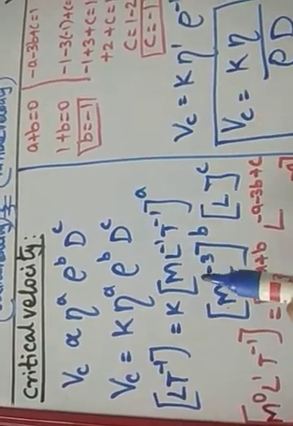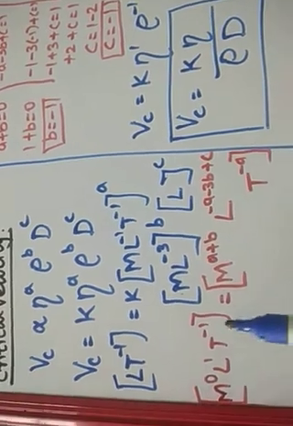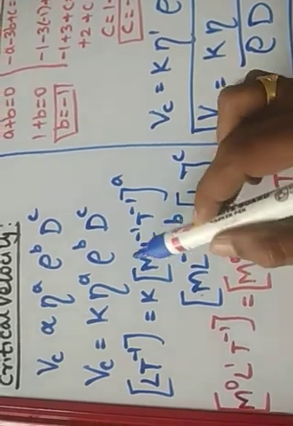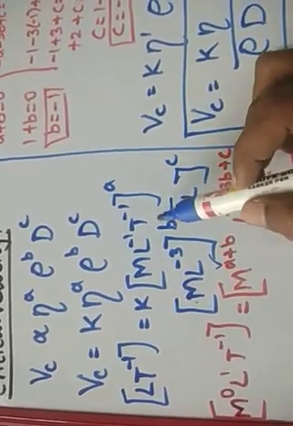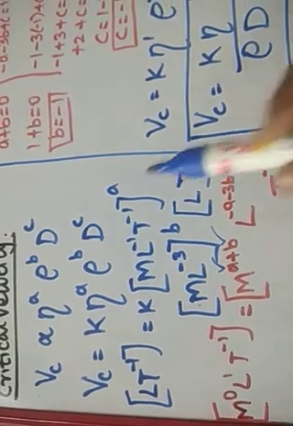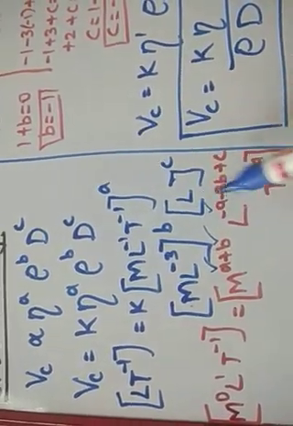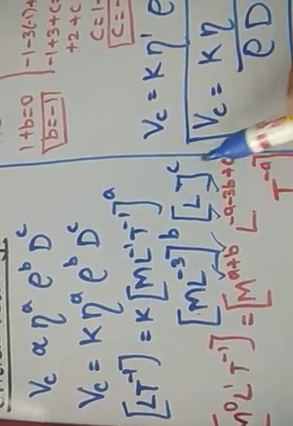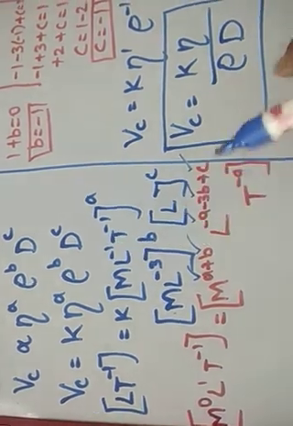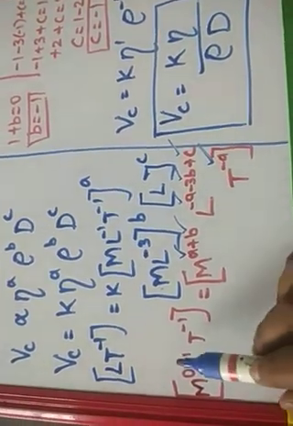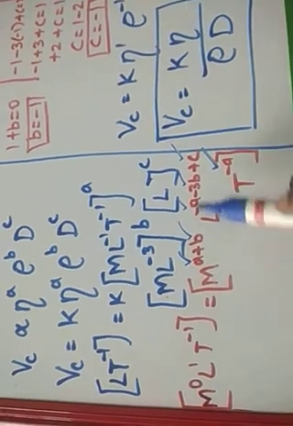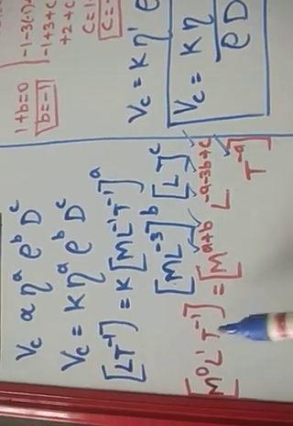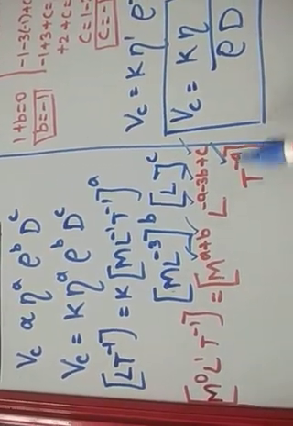By equating the powers of M, L and t separately, we get M power 0, L power 1, t power minus 1. Here M power a, M power b over. Then L power minus a, minus 3b, plus c. For t there is only one term, minus a. So we have to compare the powers of M, L, t. So a plus b is equal to 0, then minus a minus 3b plus c is equal to 1, and minus a is equal to minus 1. Then easily we find that a is equal to 1.